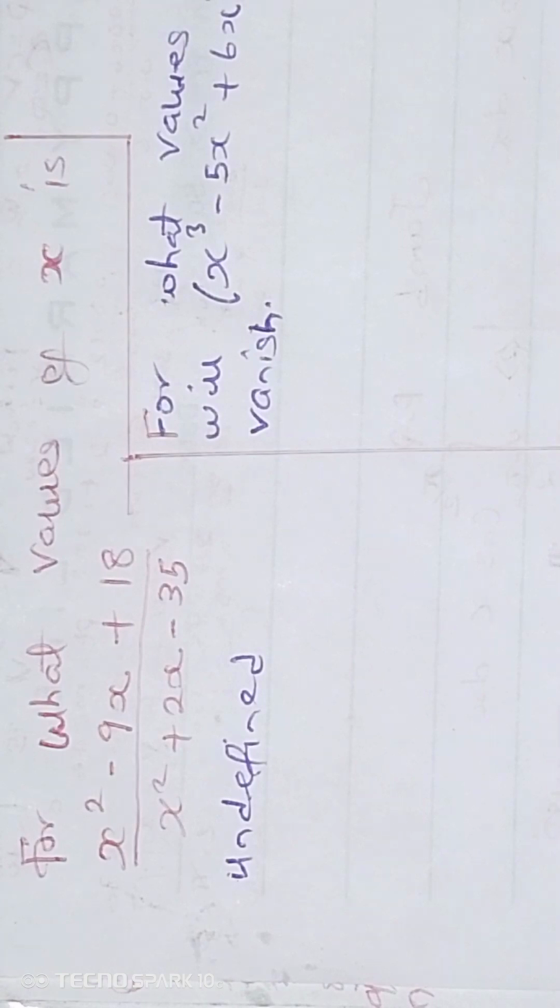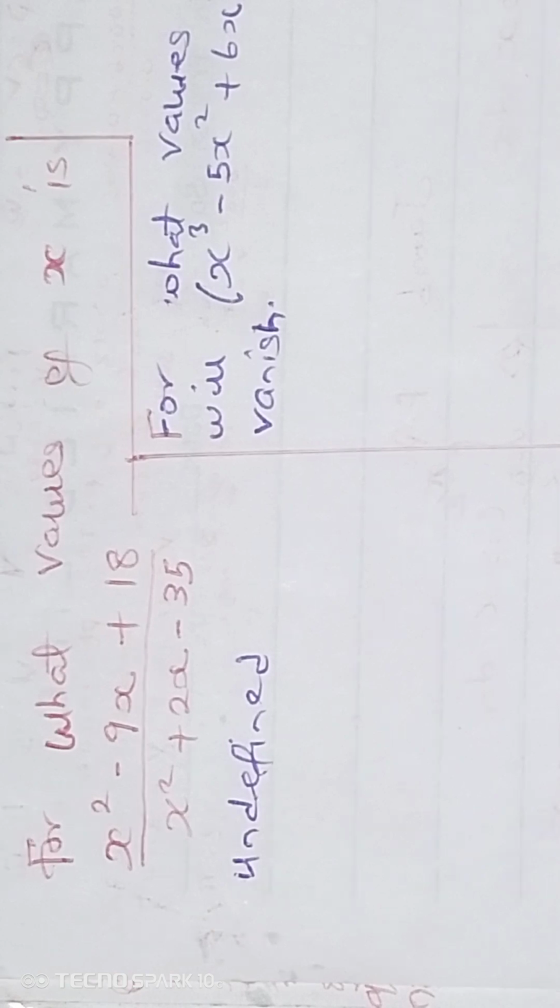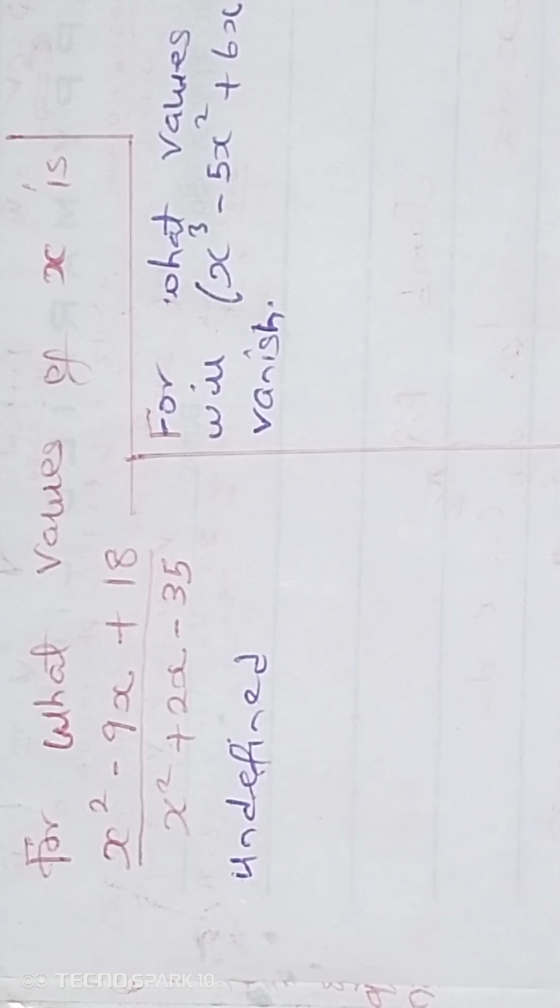So whenever you come across this kind of question where you are asked to find the value of a particular variable where the algebraic fraction will be undefined, what you actually do is you set the denominator, however lengthy the denominator is, equal to 0. This is because when you use your calculator and you decide to divide any number by 0, you realize that the answer will be undefined, indeterminate.